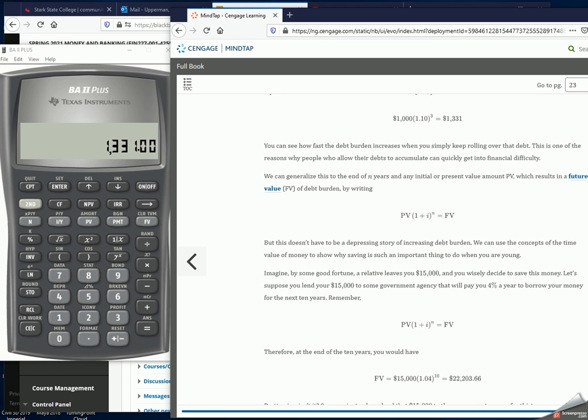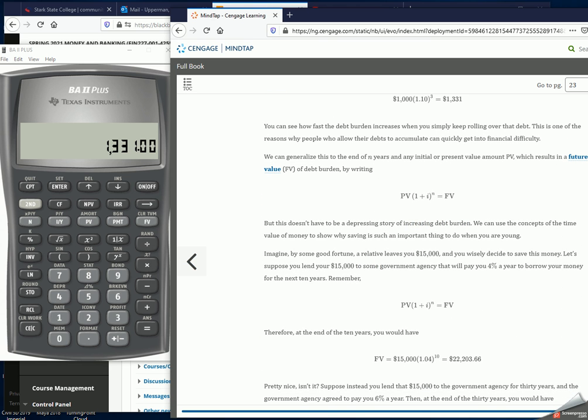Now, when we get to our time value of money computations, again, I'm going to show you how to do it on the calculator. Again, you do not have to do it for your test, but just to help you to understand. So like right here, this example, a relative leaves you $15,000 and you decide to save it. So you put it into a government bond, and they're going to pay you 4% a year on your money for the next 10 years.